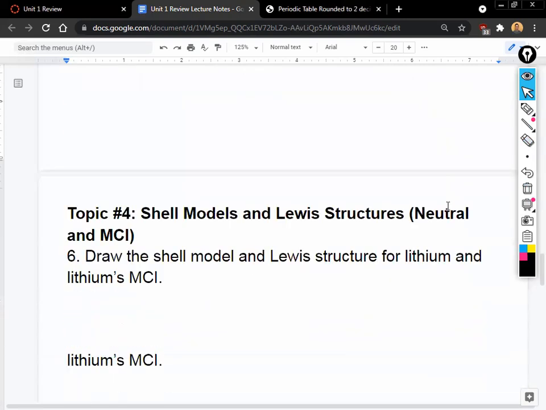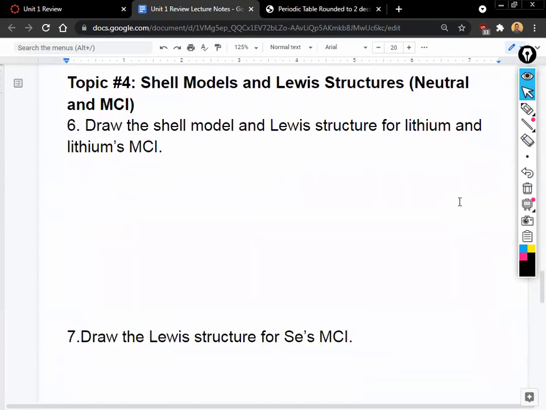So we got two more topics to go over. The first one, the second to last one, you guys should be familiar. It's just shell models and Lewis structures. And then the last one is super quick. So let's get through this one and then we'll finish up the lecture. So here it's asking us to draw the shell model and Lewis structure for lithium and lithium's MCI. I know the MCI ones are killer.